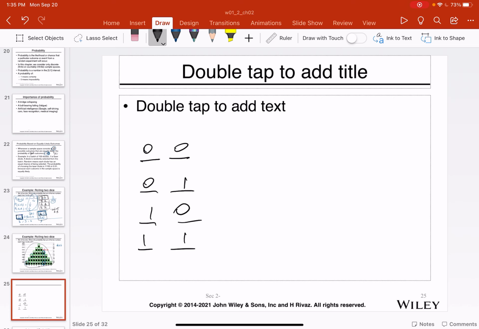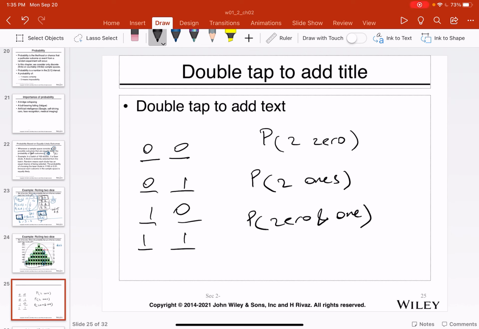So here I can say probability of two zeros, probability of two ones, and probability of a zero and a one. Here I think it's much more clear. Probability of two zeros is not 1 divided by 3, it's 1 divided by 4, because there are four options. Yeah, but we didn't get the 4 from the rule of combination? No, 4 comes from the multiplication rule. I have two digits to fill up, each one has two options, so 2 times 2.